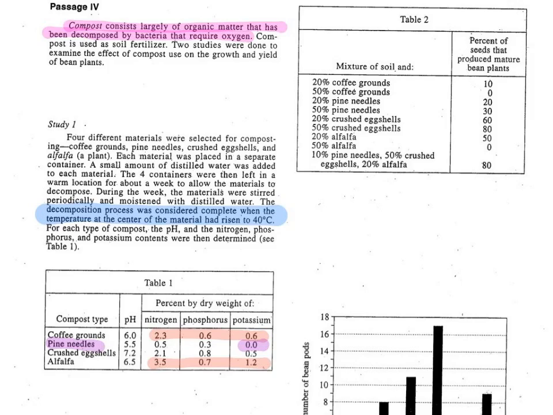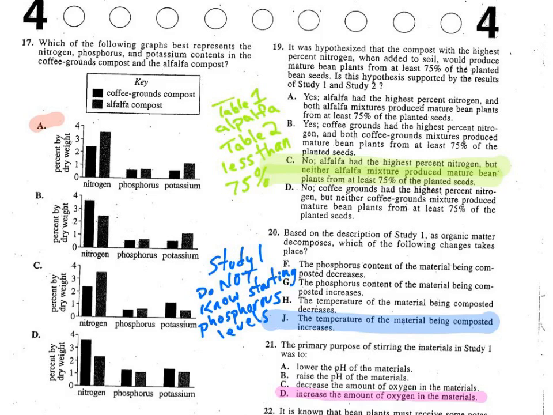However, we don't know what those original values were, so I don't know if they went up or down. However, within the passage, they do say that the decomposition process was considered complete when the temperature had risen to 40 degrees centigrade. Therefore, I know that it is a temperature change that's happening with compost. Specifically, it rises, so it's increasing, choice J.